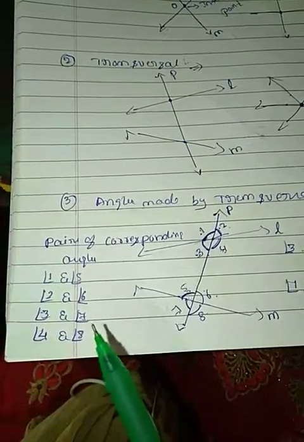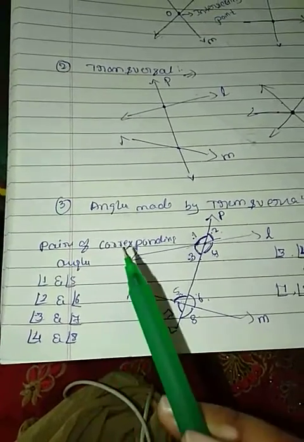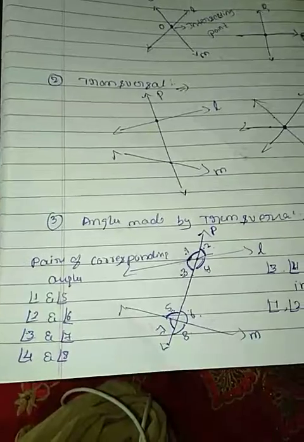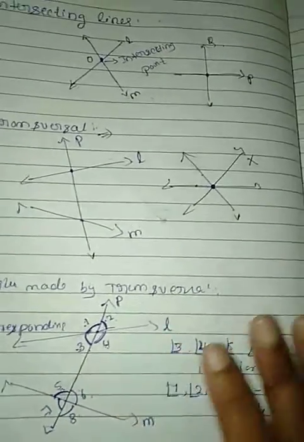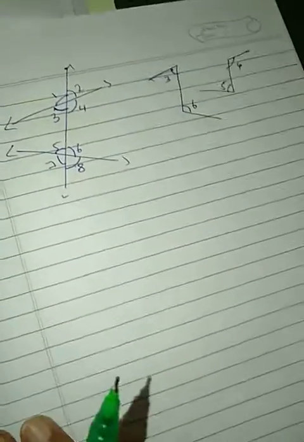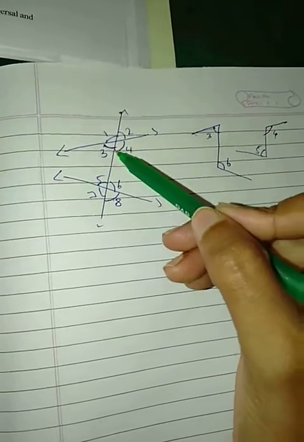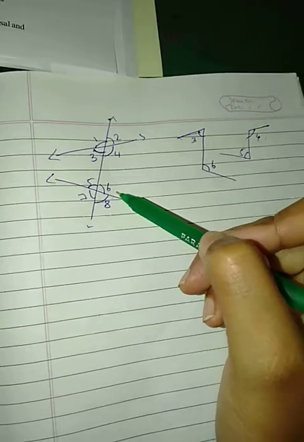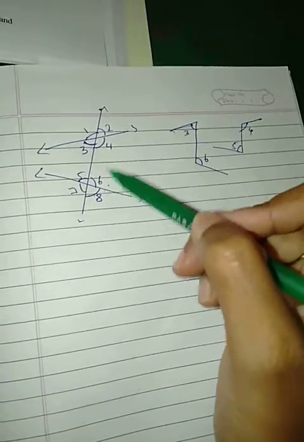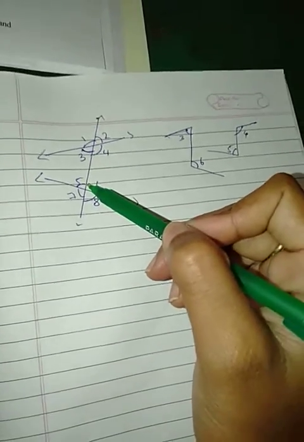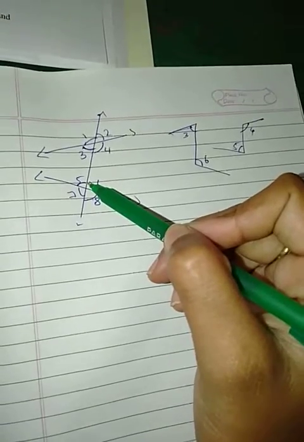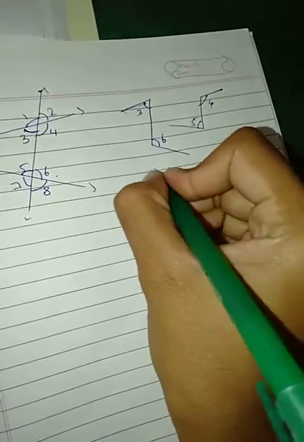So this is called what? 4 and 8 are pairs of corresponding angles. The next one is, see the figure. In this one, see the angles 3 and 6. Okay, these angles 3 and 6 and 4 and 5 are called the pairs of alternate interior angles.